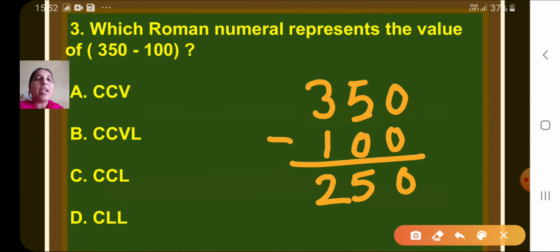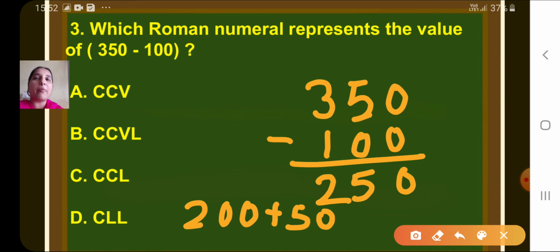250. Now we have to convert this 250 to Roman numeral. So how will we write 250? 200 plus 50, or you can say 100 plus 100 plus 50. For writing 200, how will we write 200? See, we will write C twice. That will be 200. And how do we write 50 in Roman numeral? Yes, we write L for that. So the answer should be CCL.